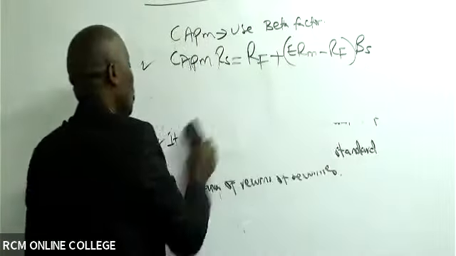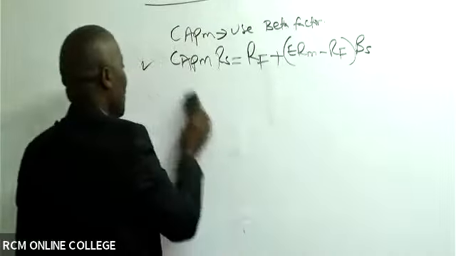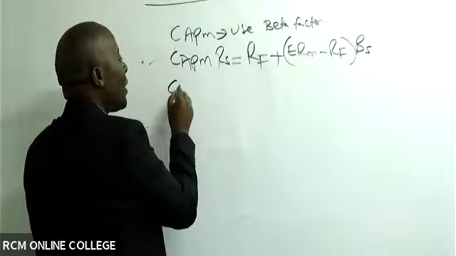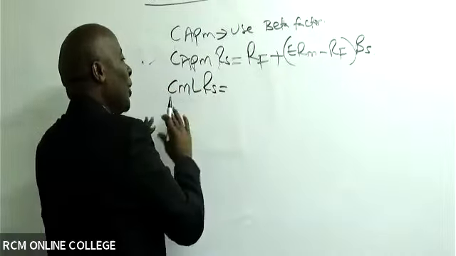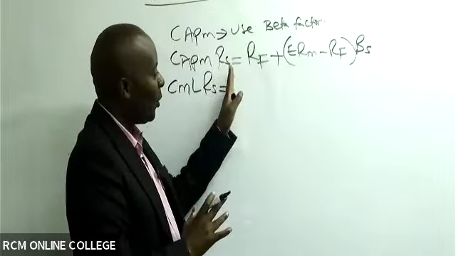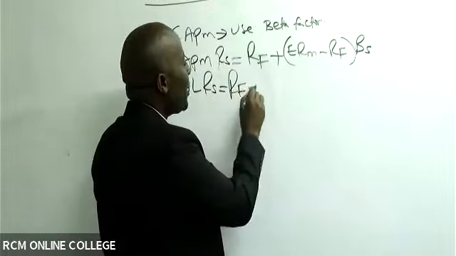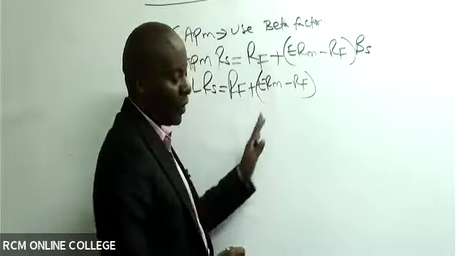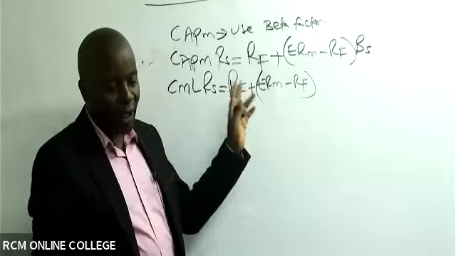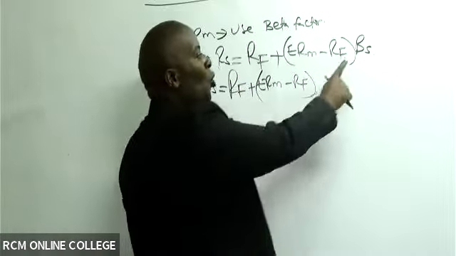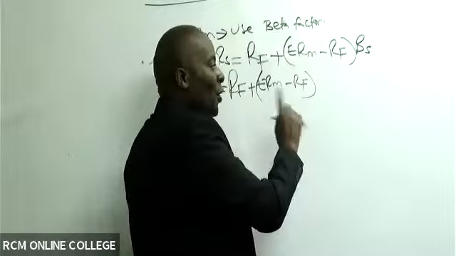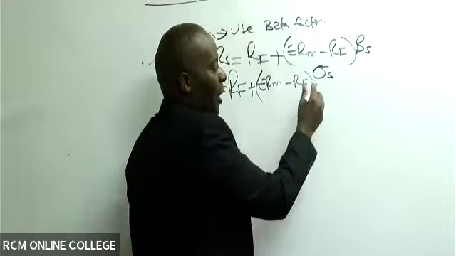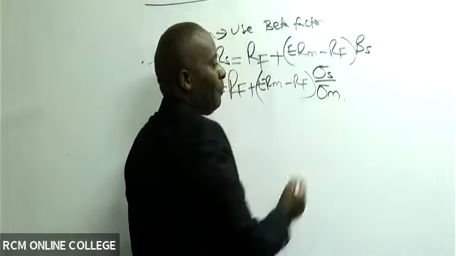So when they want us to give them the SML returns, or what we shall be calling CML returns, we shall use the same approach as for CAPM. So we take risk-free plus ERM minus risk-free. Everything the same. And then outside here, instead of talking of risk as beta, we shall talk of risk as standard deviation. So you take the standard deviation of the security over the standard deviation of the market.